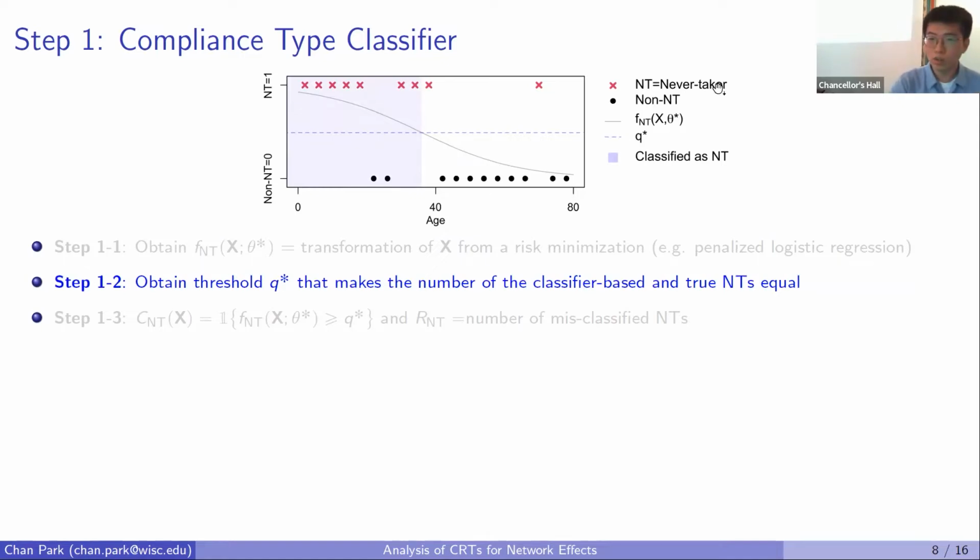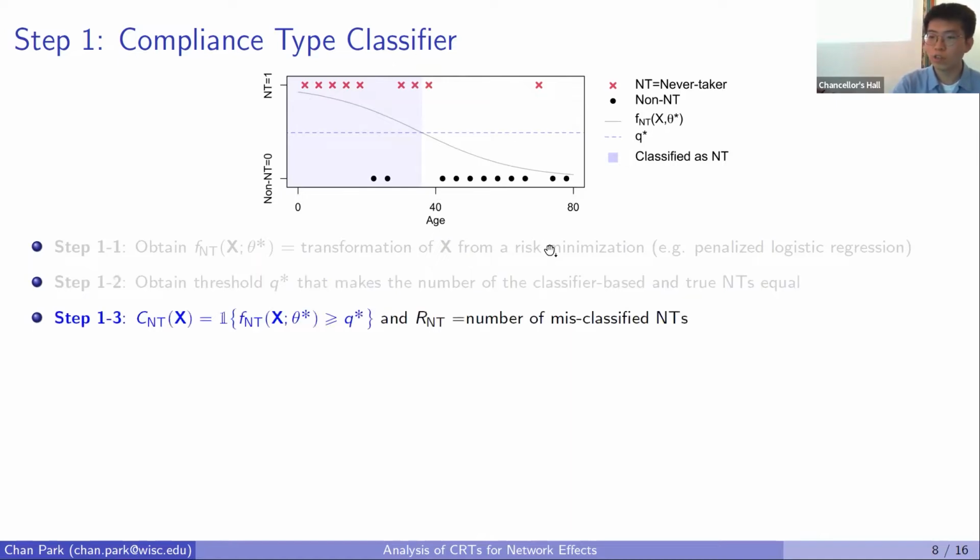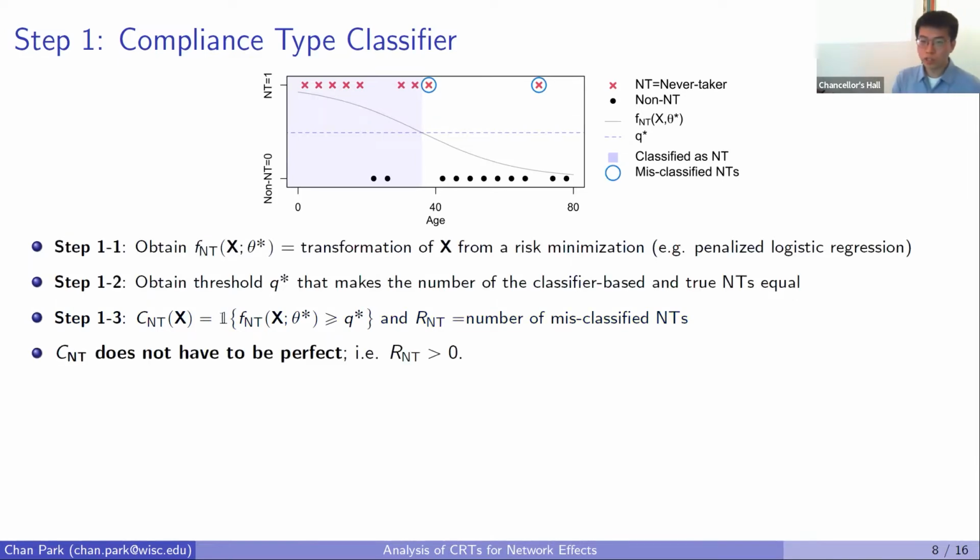It makes the number of classified and true never takers equal. That is, the number of dots in this blue area is exactly the same as the total number of never takers in the population, which is 9. In the third step, we classify those 9 individuals as never takers and count the number of misclassified never takers, which is 2. In this procedure, we can see that the number of misclassified never takers is strictly positive, indicating that the classifier doesn't have to be perfect.